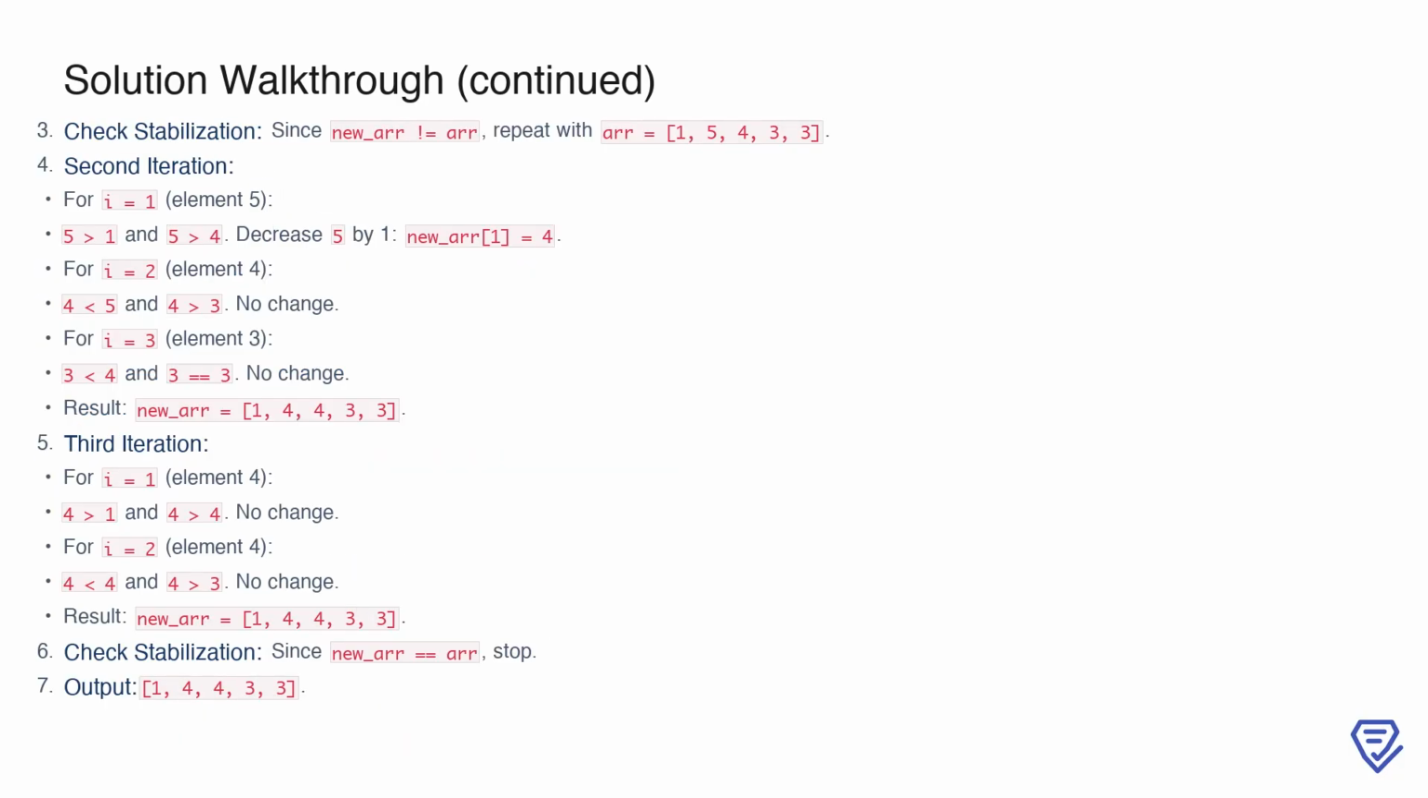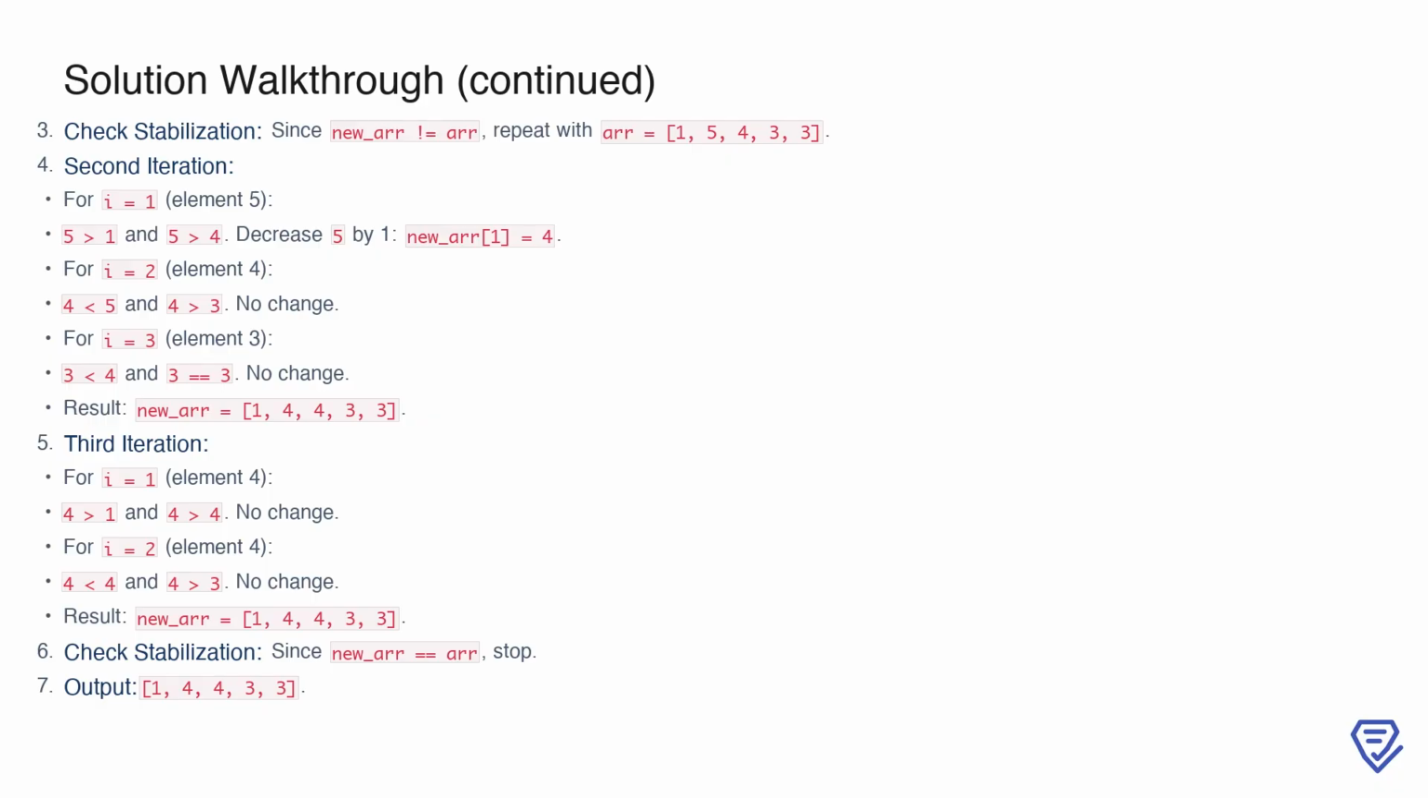Now consider the input array 1, 6, 3, 4, 3. As before, we initialize by copying it into new_rr. In the first iteration, we evaluate each middle element. At index 1, the element 6 is larger than both of its neighbors, so we decrease it by 1, making new_rr[1] equal 5. At index 2, the element 3 is smaller than both of its neighbors, so we increase it by 1, resulting in new_rr[2] equals 4.